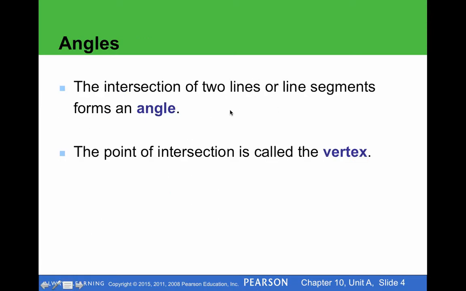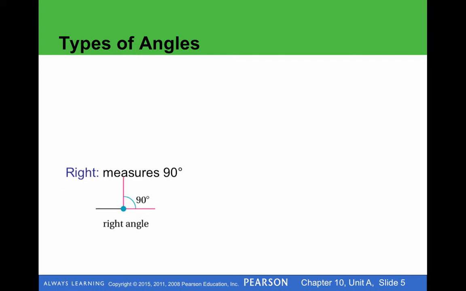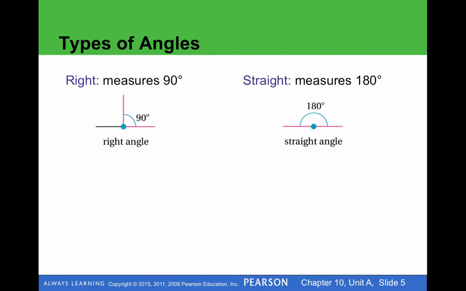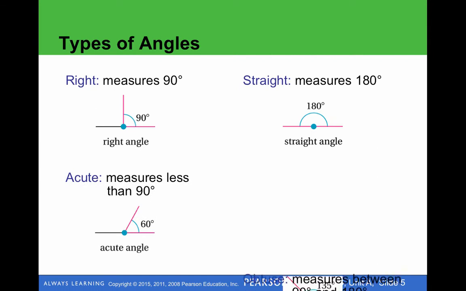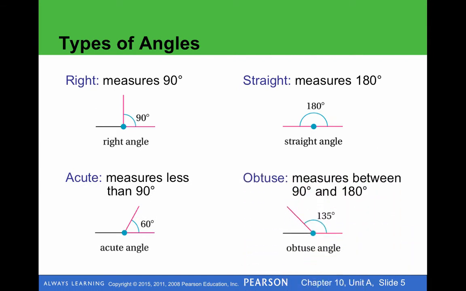Angles are the intersection of 2 lines or line segments. The point of intersection is called the vertex of the angle. We have types of angles. We have a right angle, which measures 90 degrees, a straight angle, which is 180 degrees, an acute angle measures less than 90, and an obtuse angle measures between 90 and 180.